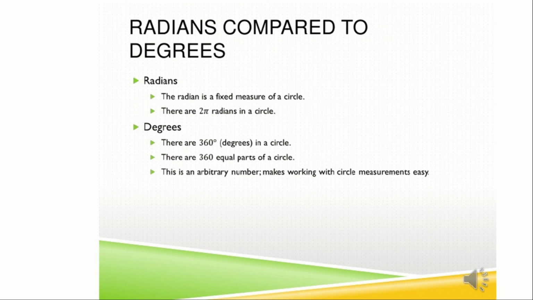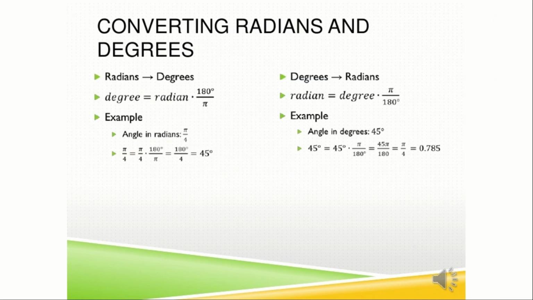Radians compared to degrees. The radian is a fixed measure of a circle. There are 2 pi radians in a circle because a complete circle makes 360 degrees, and 2 pi is equal to 360 degrees. Whereas for degrees, there are 360 degrees in a circle. We already know that 2 pi is equal to 360. There are 360 equal parts of a circle. Thus, this is an arbitrary number that makes working with circle measurements easy.